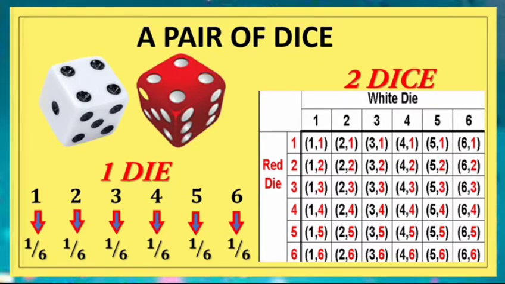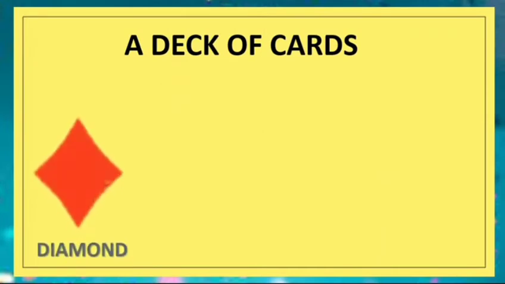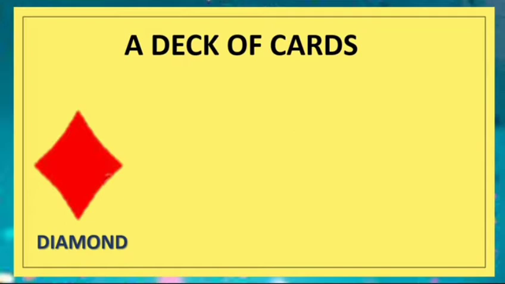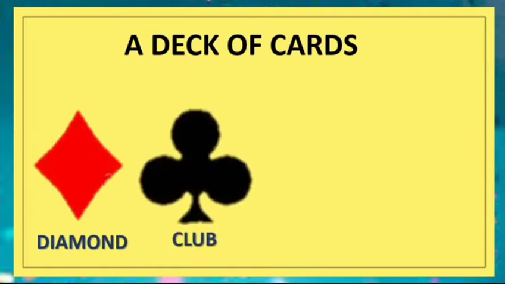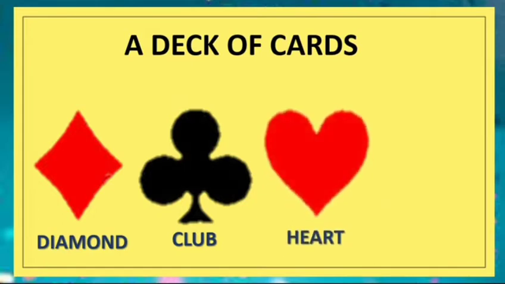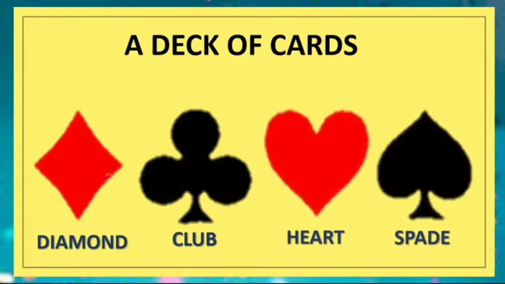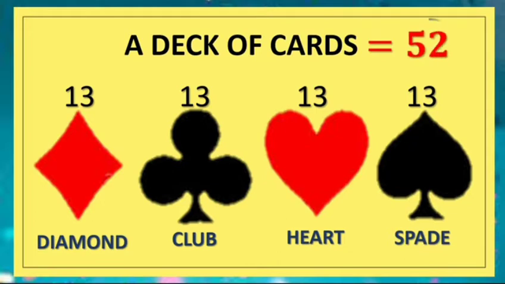Okay, let's talk about a deck of cards. A deck of cards is divided into four different suits. The first is the diamond, the second the club, the third the heart, and the spade. Now, the club and the spade are black, while the heart and diamond are red. Each of these suits has 13 different cards in them. Now, if I add them all together, 13 plus 13 plus 13 plus 13, or saying 13 times 4, will simply give me 52 different cards. So, I have 52 different cards in the deck of playing cards.